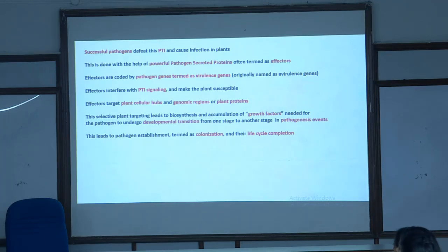And this is possible with the help of the so-called powerful pathogen factors. They are called as effectors. It is the handiwork of effectors that make the plant associated factors into something which is palatable by the pathogen to undergo a developmental transition from one stage to another stage. In the case of fungal pathogen, the transition is from a vegetative phase to a reproductive phase, in particular the so-called asexual reproductive phase, right? A single conidia is going to produce 30,000 clonally produced conidia.